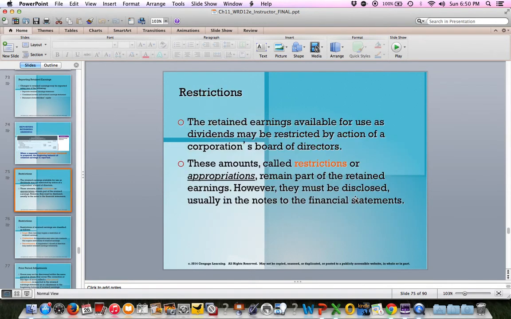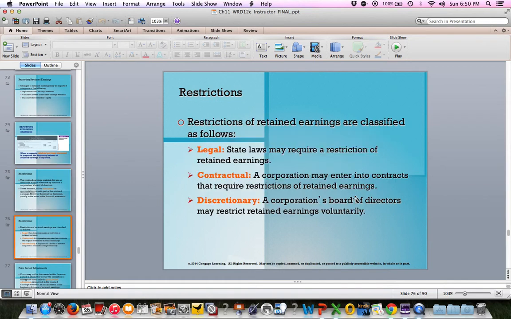You can have restrictions on retained earnings. It says retained earnings available for use as dividends may be restricted by action of a corporation's board of directors. These amounts are called restrictions or appropriations. They remain a part of retained earnings. They must be disclosed in the notes to the financial statements. So an appropriation can only happen through board of director action.